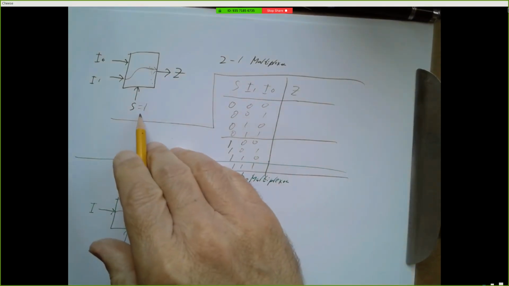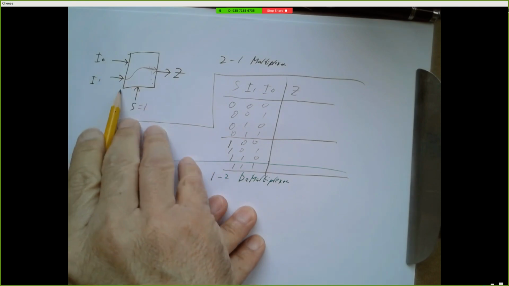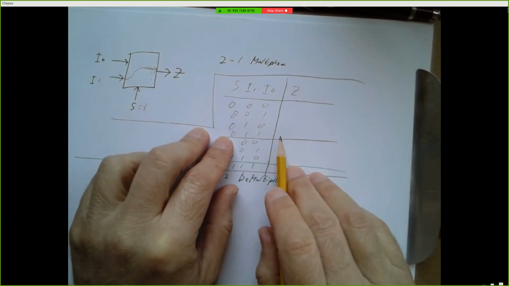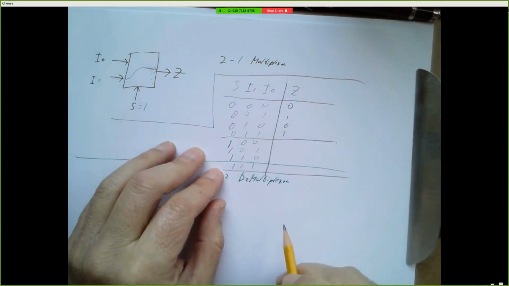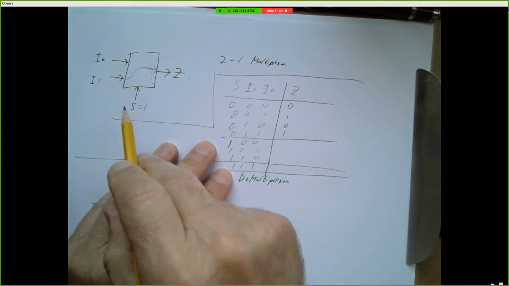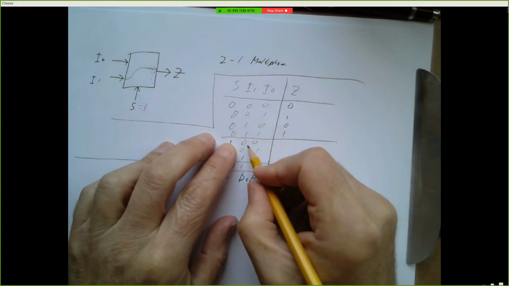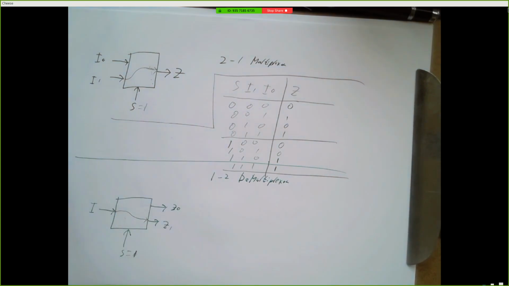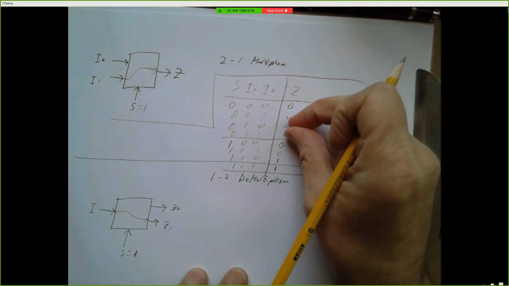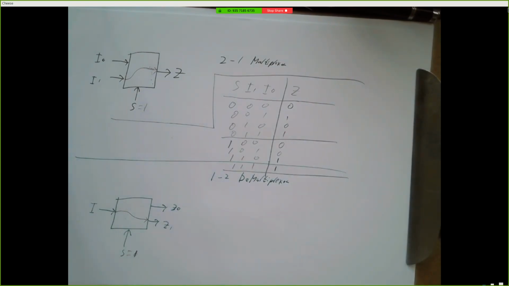Alright, if our select line is 0, we want the output to match input 0. So all of these cases up here, the output should match I0. So 0, 1, 0, 1. All of these cases down here, S is 1, the output should match I1. So this column here, so 0, 0, 1, 1. So that's not a bad function to implement. If you k-map it, these two terms will compress, and you get a pretty simple expression.